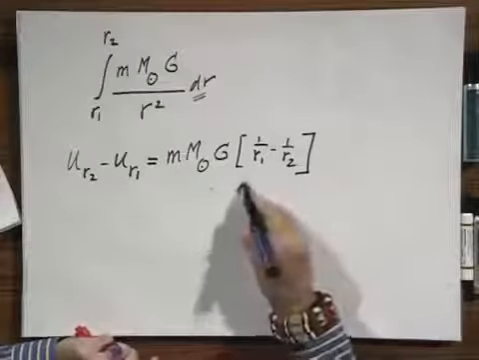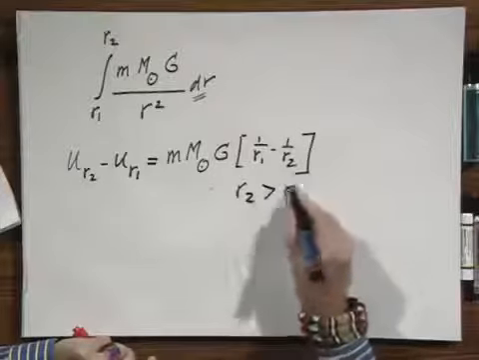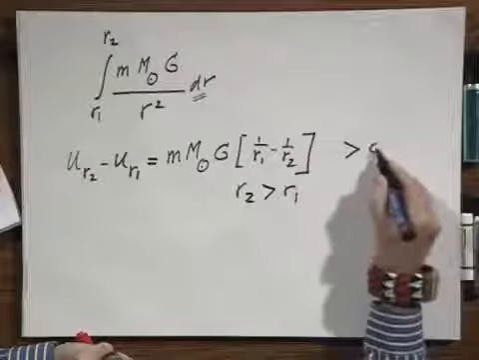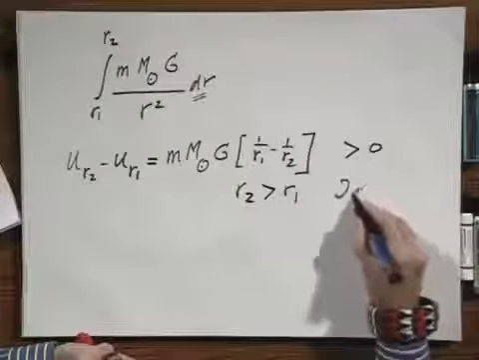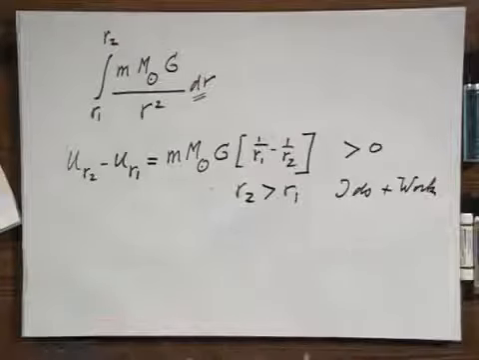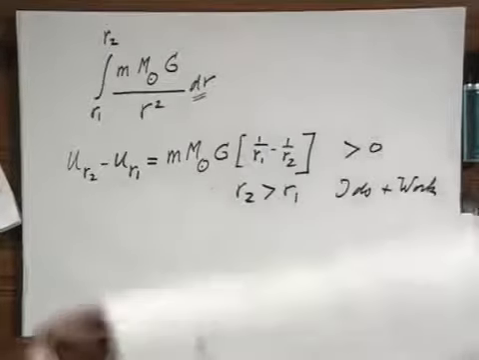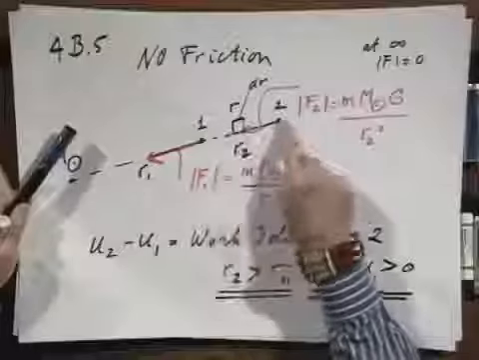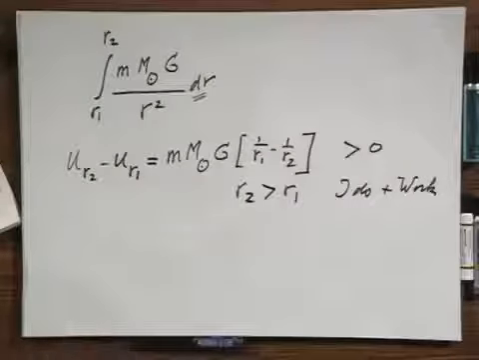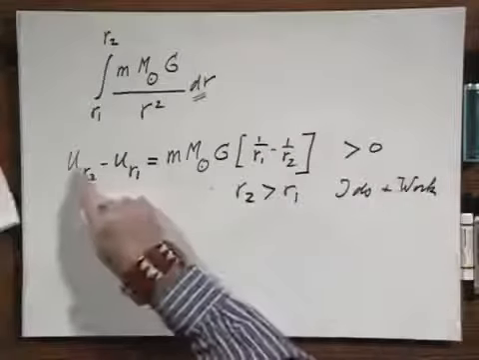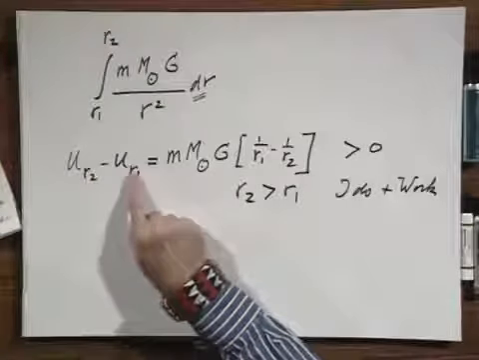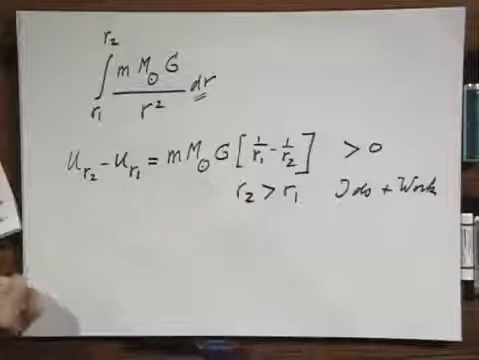Now, if R2 is larger than R1, which is the case here, then this whole thing is larger than zero, and I do positive work. That's immediately obvious, because as I move the object farther away from the sun, clearly I have to overcome the gravitational pull. So I do positive work, and so the potential energy at location 2 is larger than the potential energy at location 1.